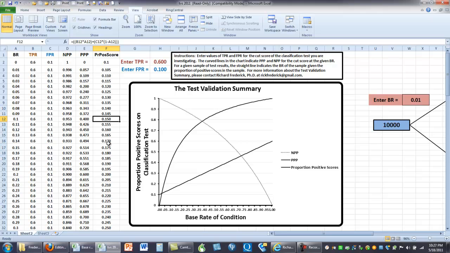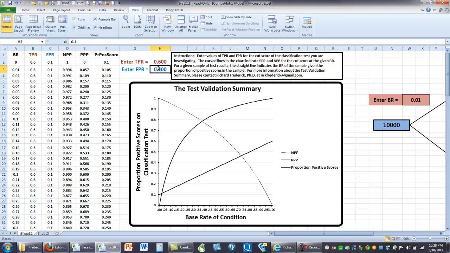Well, now you can absolutely do that. You can absolutely get that value. And if you'll just come over here, you'll see that the base rate for your condition is now 10%. When somebody in your sample gets a positive test score, when the true positive rate is 60% and the false positive rate is 10%, and the base rate is 10%, the probability that they have the condition is just 40%. Now, if they get a negative score, the probability that they don't have the condition is 95%.